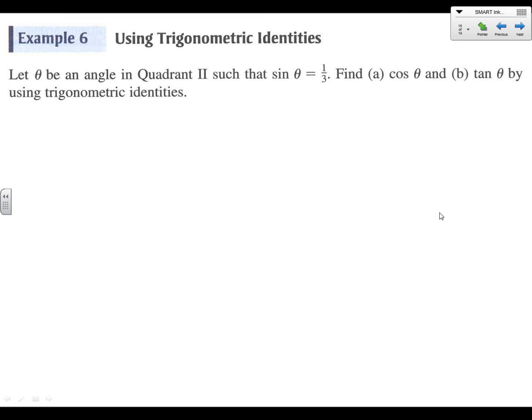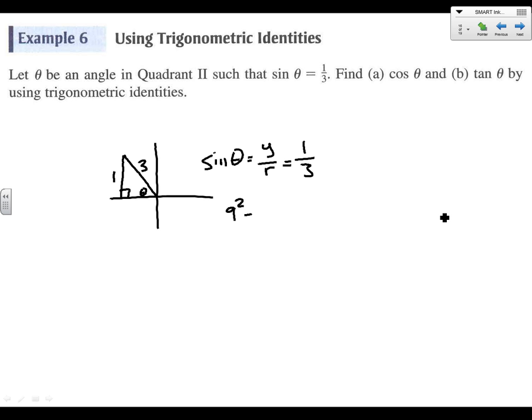Let's try example 6. Let theta be an angle in quadrant 2. So I'm going to go ahead and draw an angle in quadrant 2. And sine is 1/3. So I know that the opposite is 1 and the hypotenuse is 3. Remember that sine is y over r. So the y is 1 and the r is 3. Let's go ahead real quick and figure out what our x value is going to be. Using the Pythagorean theorem, the square root of 8. And notice where it is, negative root 8.